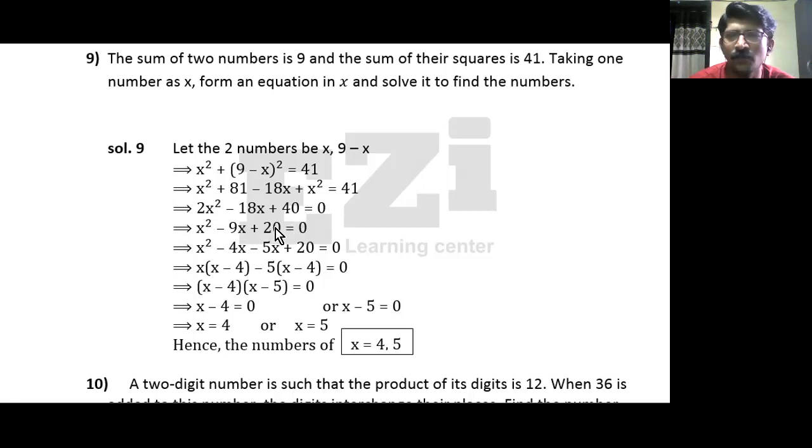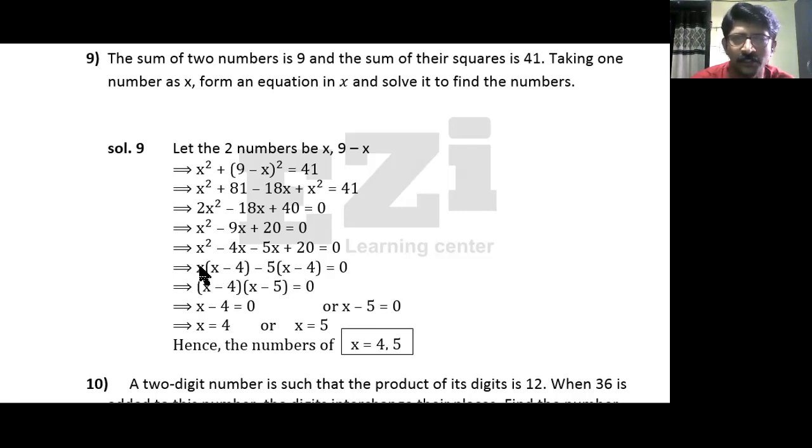Now two factors of 20 whose sum is going to be negative 9. So that is negative 4, negative 5. So x square minus 4x minus 5x plus 20, which equals 0. Now you can take the first two terms and the last two terms. If you take out x common, x minus 4. If you take negative 5 common, then it will become x minus 4 in another bracket, which equals 0.